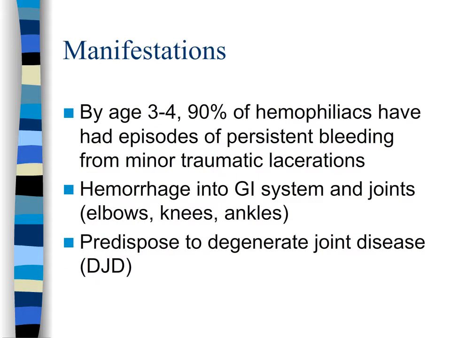By the ages of 3 or 4, most hemophiliacs have had some episode of persistent bleeding. Bleeding occurs in the GI tract and then joints. Bleeding in the joints is very painful, and can also lead to degenerative joint disease as these children age. This concludes this section on coagulation disorders. One more section to go.